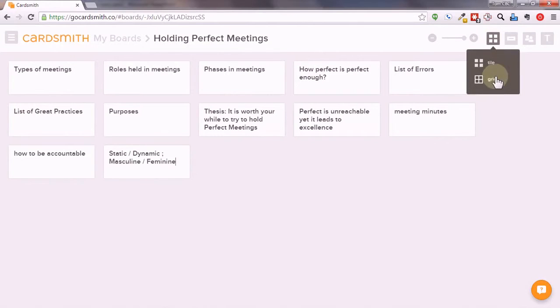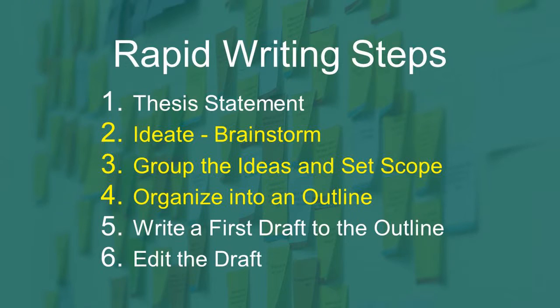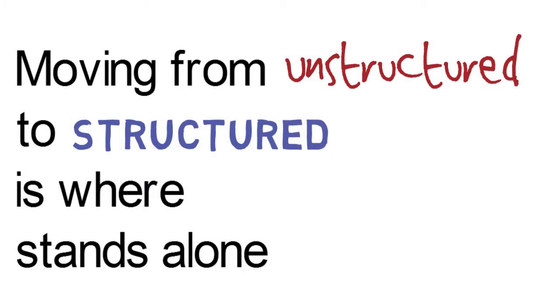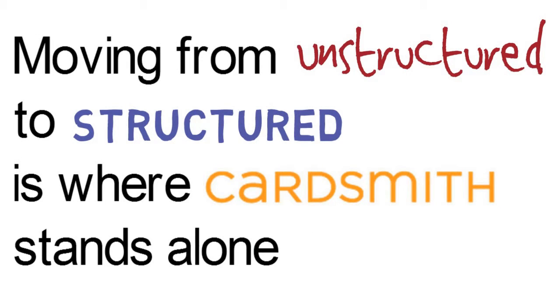So now it's time to create organization. Now you'll notice what's happening here is I've just gone from ideate and brainstorm to grouping and eventually creating an outline. There, where you go from unstructured brainstorming into structured grouping and organizing and outlining, that's where Cardsmith stands alone.